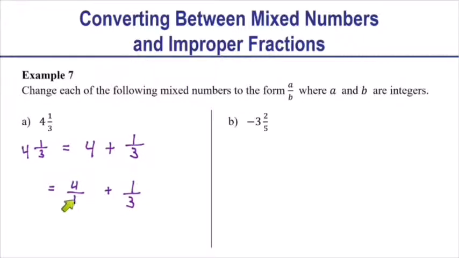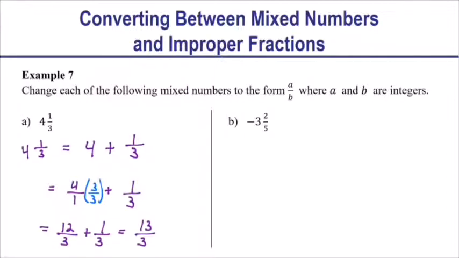So what would it take to multiply by this 1 to get the 3 that we want? Well, of course we'd need to multiply by 3 over 3. Okay, now this becomes 12 over 3 plus 1/3. And 12 over 3 plus 1 over 3 gives us 13 over 3. So 4 1/3 is equivalent to 13/3.